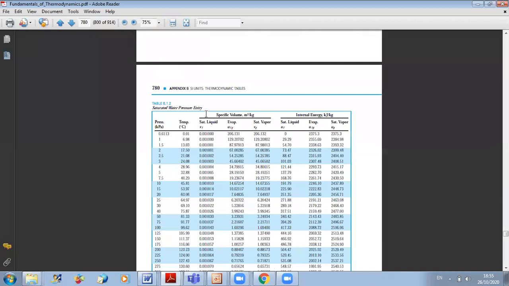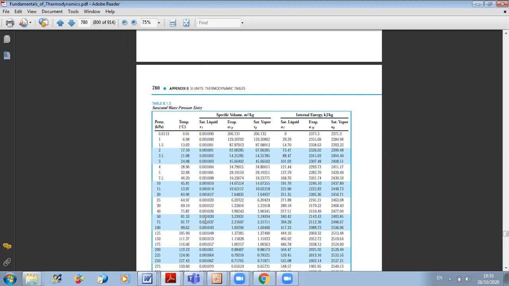Okay, so I should go to water tables, and as you can see in water tables, I have a saturated water pressure entry and I have saturated temperature entry. Here, because the given is the pressure, I will use that. Maybe they gave us also the temperature, so you can use any of the two, the pressure or the temperature. Since the pressure is 0.1 megapascal, let us look here. It corresponds to 100 kilopascal.